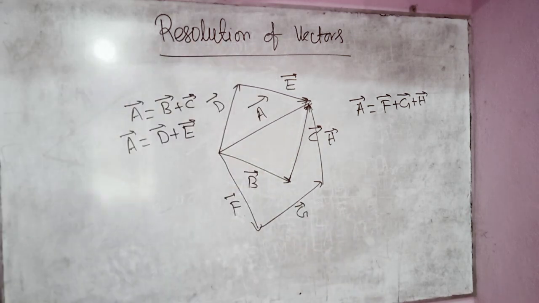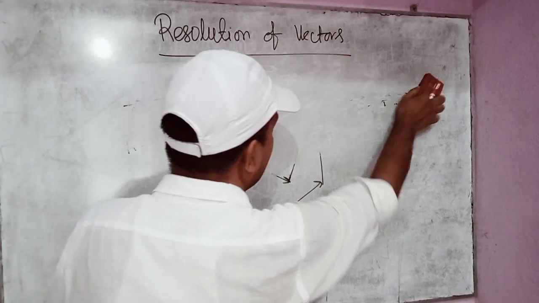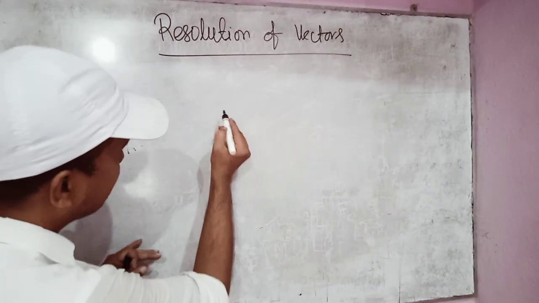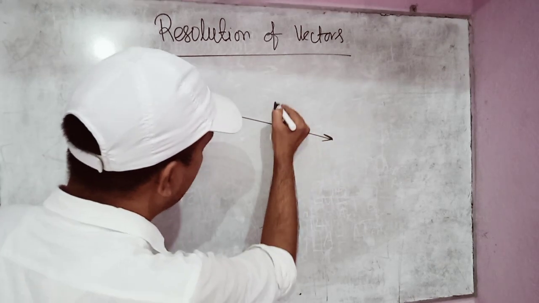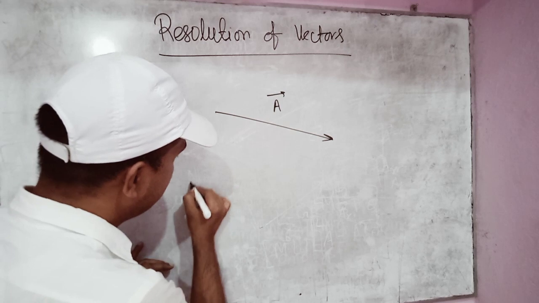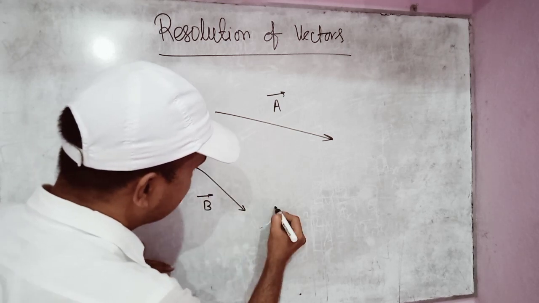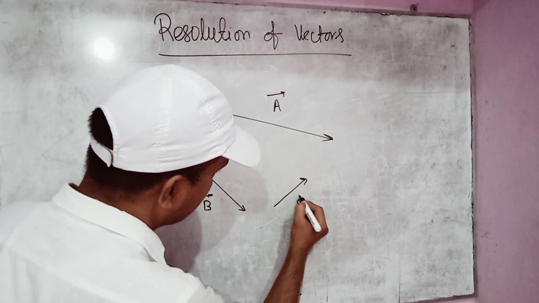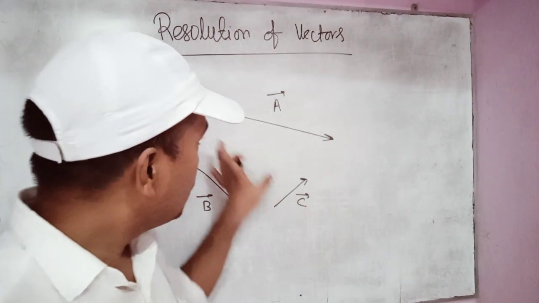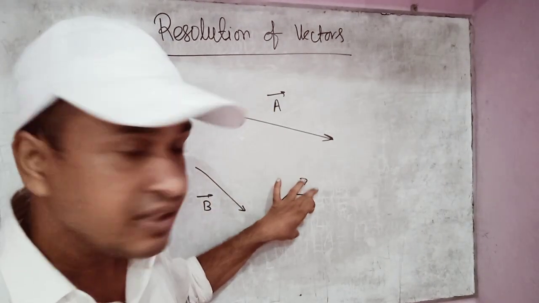Now let there be a vector A in the plane of this board. This is a vector A in the plane of this board. And now let there be two other vectors. Let this be vector B and let this be vector C. And we are asked to resolve vector A in the direction of vector B and vector C.